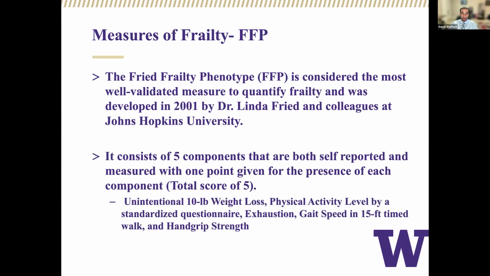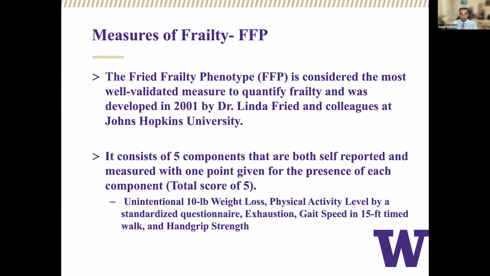It consists of 5 components that are both self-reported as well as measured. Essentially 1 point is given for the presence of each of those components for a total score of 5. These components include unintentional 10-pound weight loss, which is considered in the last year. Physical activity level, assessed by a standardized questionnaire. Degree of exhaustion. Gait speed, which is measured in terms of a 15-foot timed walk. And also hand grip strength, which is typically measured with the use of a hand dynamometer.